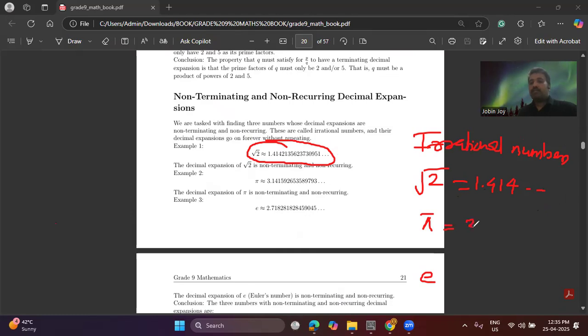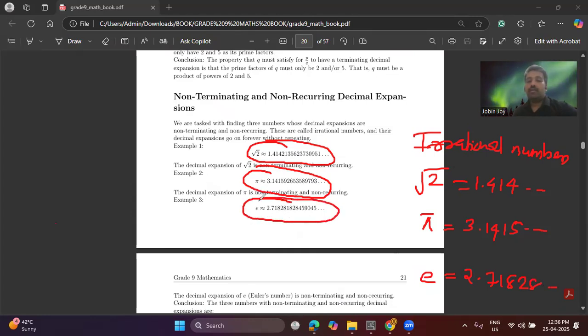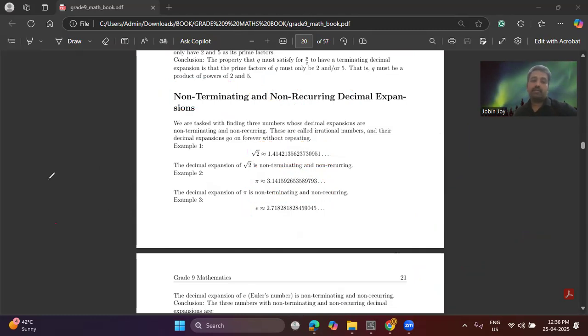The value of pi is equal to 3.1415, etc. The full number you can see is 3.141592653589793, etc. Then next is Euler's number E. The value of E is equal to 2.71828, etc., that is 2.718281, etc. So these are non-terminating, non-recurring or non-repeating numbers, or irrational numbers.